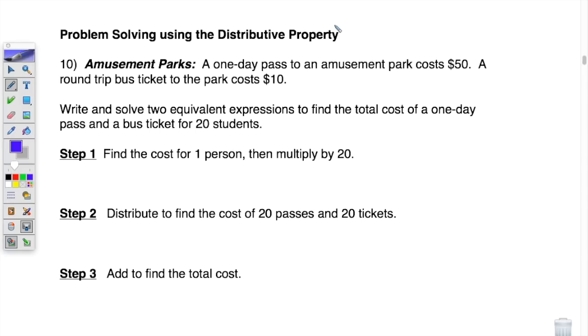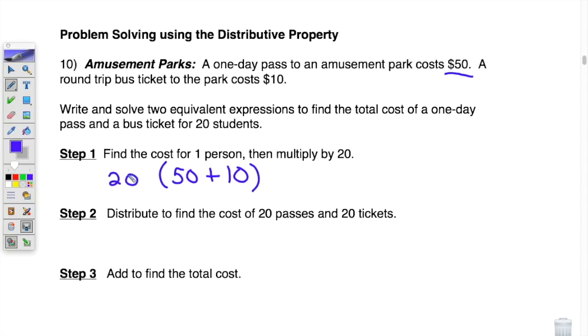Some problem solving with the distributive property. So number 10 says, amusement parks. A one-day pass to an amusement park costs $50. A round-trip bus ticket to the park costs $10. Write and solve 2 equivalent expressions to find the total cost of a one-day pass and a bus ticket for 20 students. First step, find the cost for one person, then multiply it by 20. So one person goes to the park. They're going to pay $50 to get into the park, plus $10 to ride the bus. That's one person.